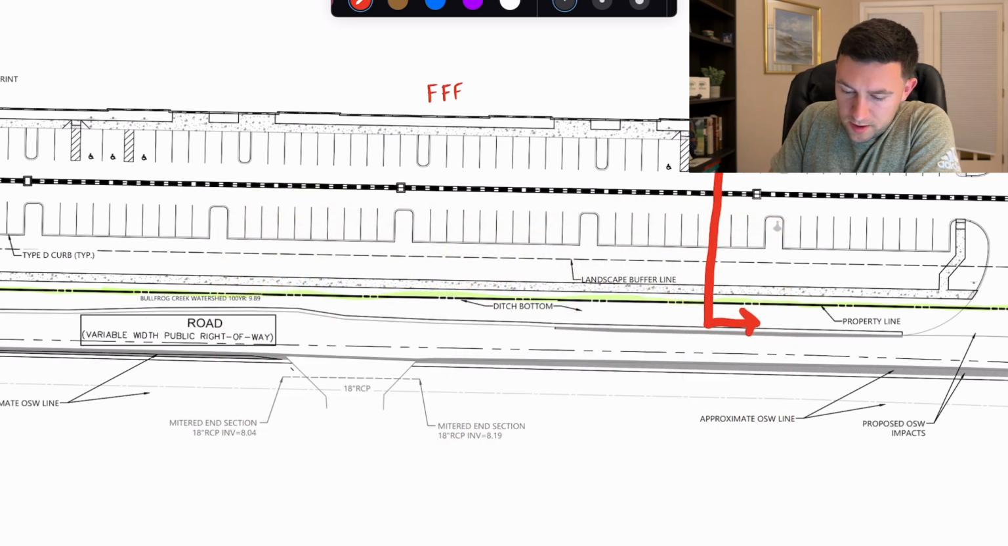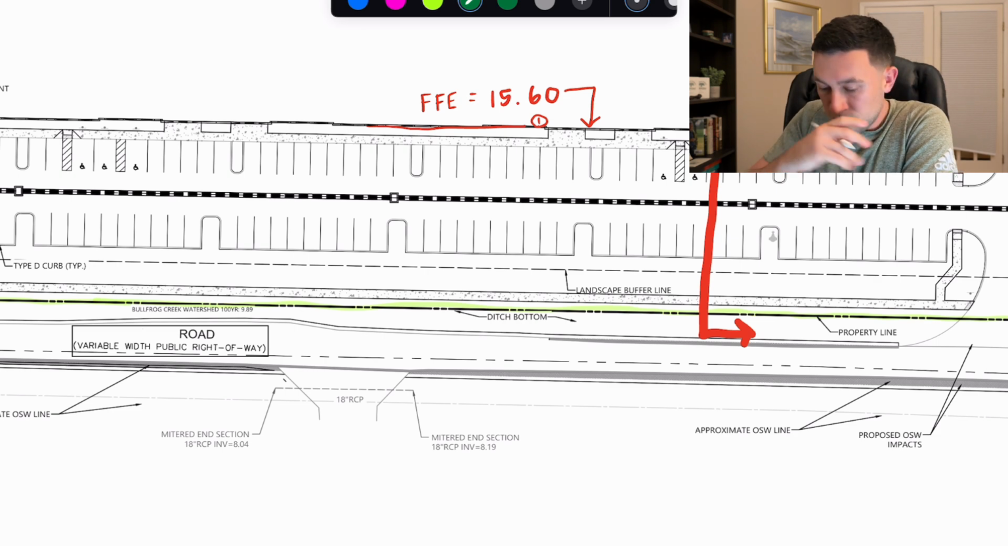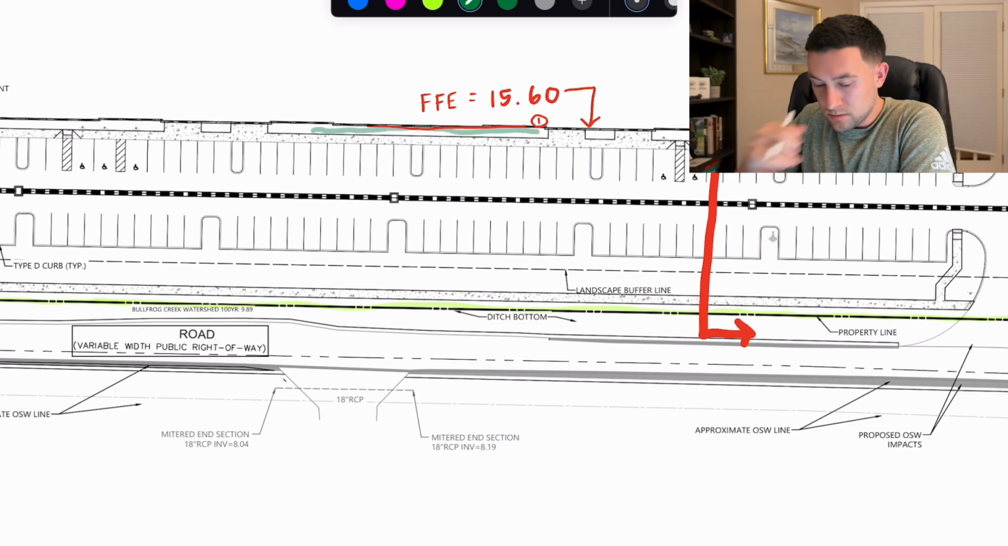All right, so let me draw my cross section down here. So we have an FFE of 15.6, and I'm going to put these little breakpoints in here. That way you know exactly the relationship between all of these points. So that little line that I just drew there, that's number one. So that's like a little breakpoint right there. I'm going to show you how we keep analyzing this cross section.